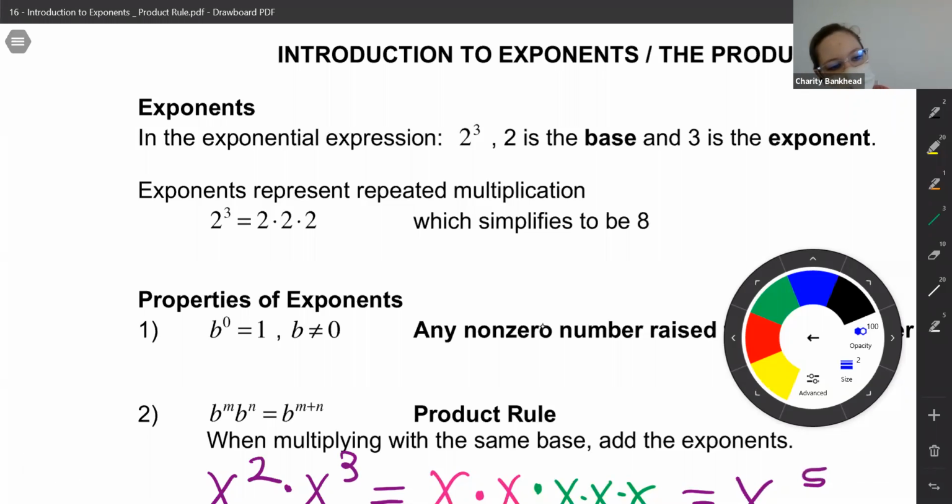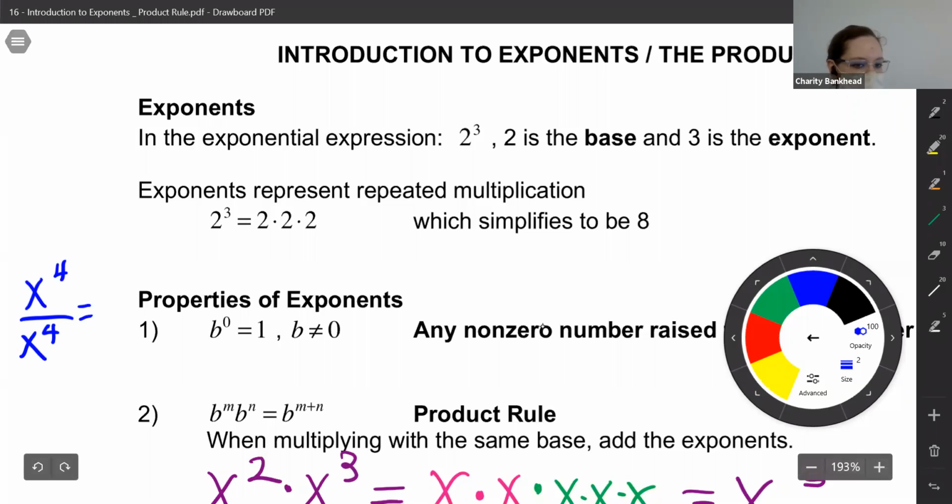For example, if you had x to the fourth over x to the fourth, if you use the quotient rule and you subtract 4 minus 4 is equal to 0, that would be x to the power of 0. But we also know that x to the fourth divided by x to the fourth is just something divided by itself. So we know that that would equal 1. And so that kind of explains why anything raised to the power of 0 is equal to 1.